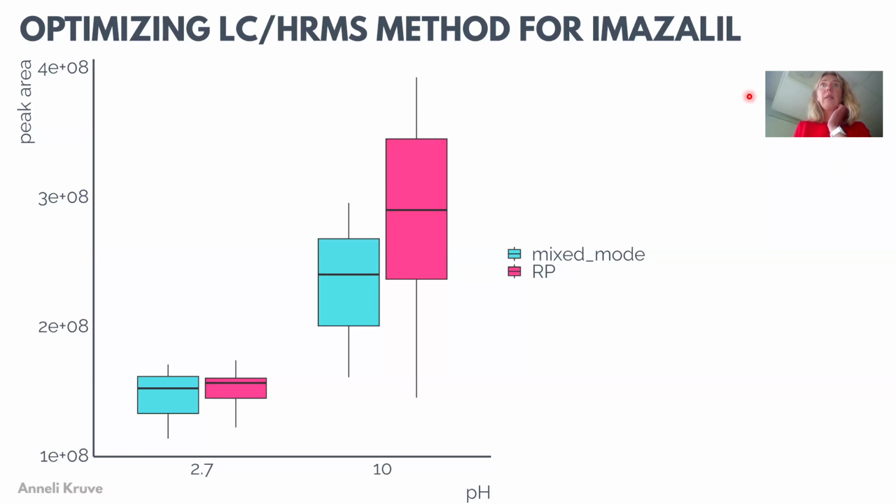So from this box plot, we can see that at pH 2.7, both of the columns are giving the low peak areas, while for the higher pH, the peak areas are also higher. So we might now want to see if this is also statistically significant. Can we expect that the column or the pH has an impact?